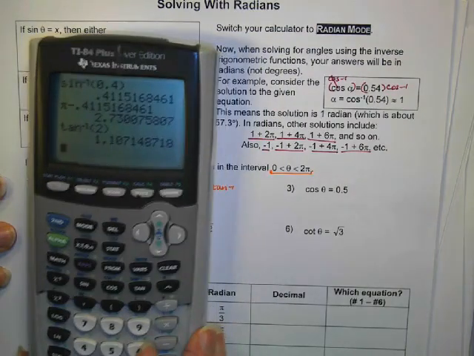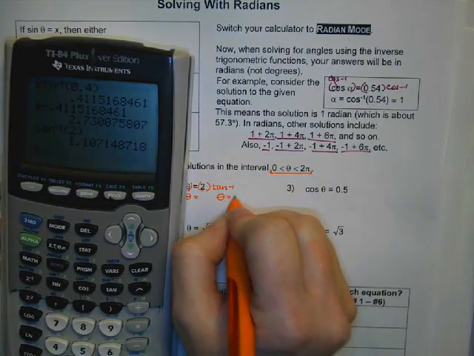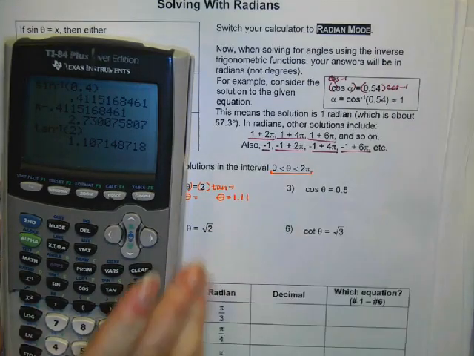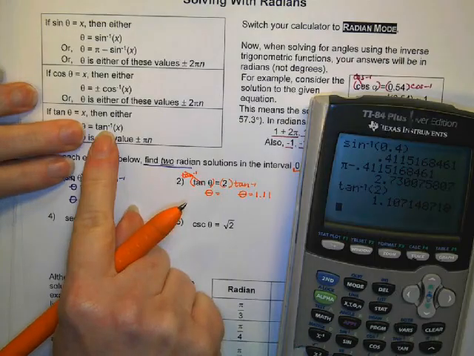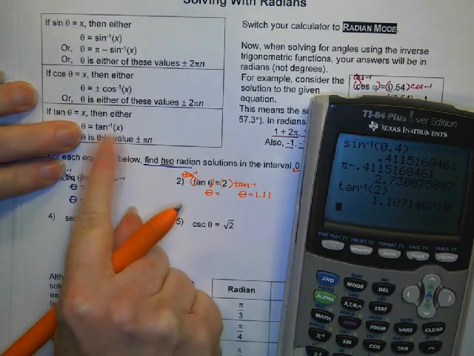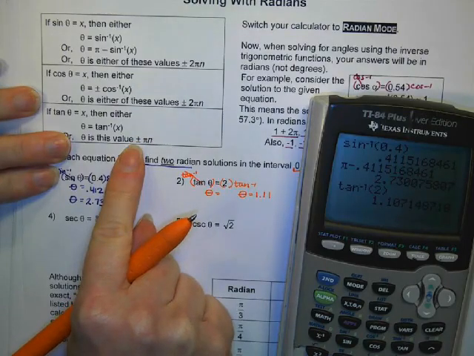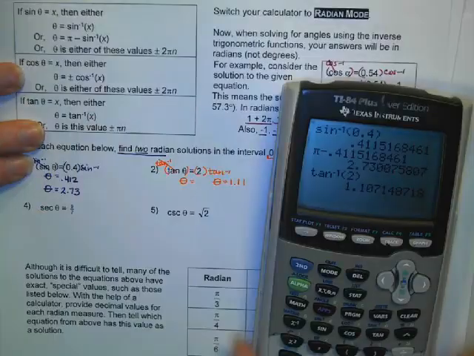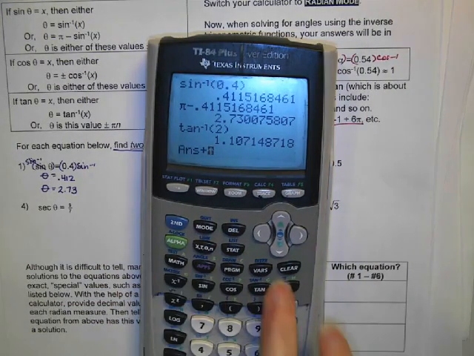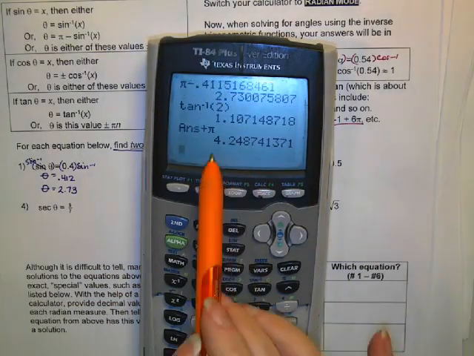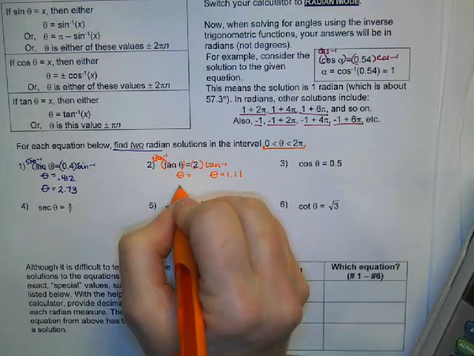So I get theta is 1.11. That is on my interval, but I need another one. So the rule for tangent is the calculator's going to give you one, and your other option is to either add or subtract pi. If I subtracted pi, I'm going to be in a negative, so I'm just going to add pi. And that gives me 4.248 or 4.25, which is also on your interval.